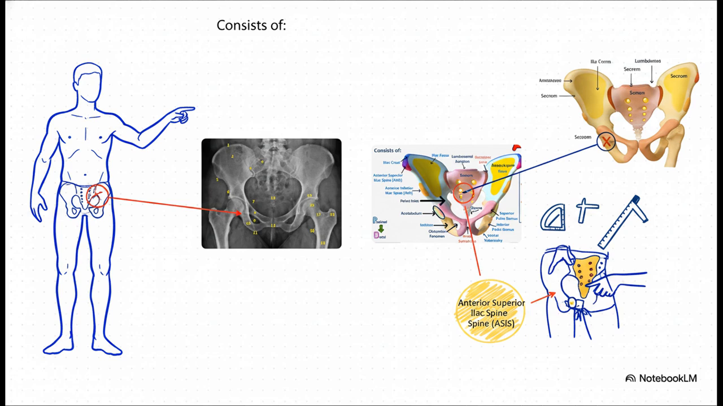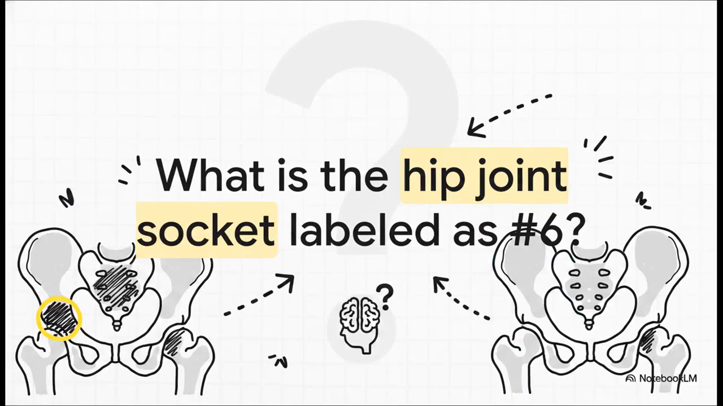Yeah, it's a mouthful, so everyone just calls it the ASIS for short. You can often feel this as a sharp, bony spot right on the very front of your hip. Clinicians use it constantly as a reference point for things like measuring leg length. Super useful. Okay, let's zoom in a bit to the joint itself, because this is where all the action happens.